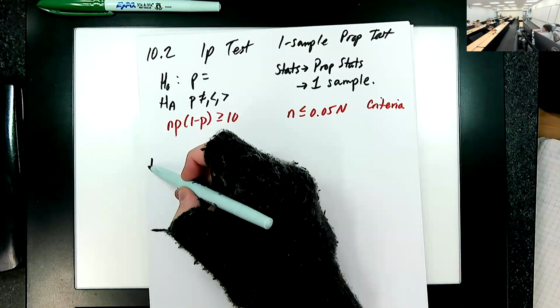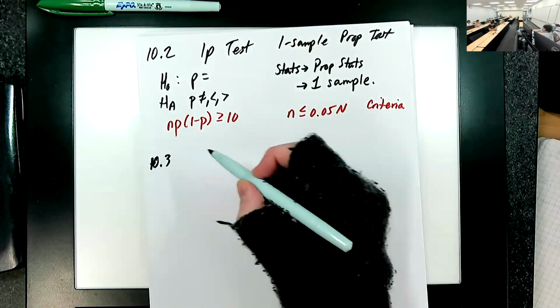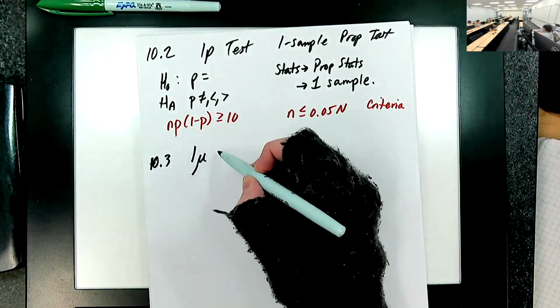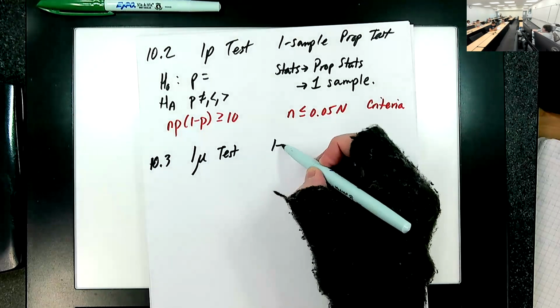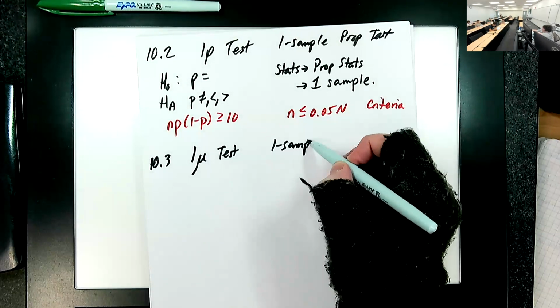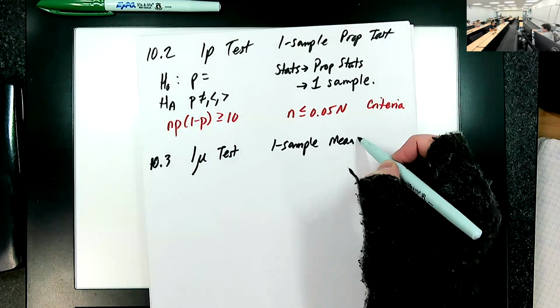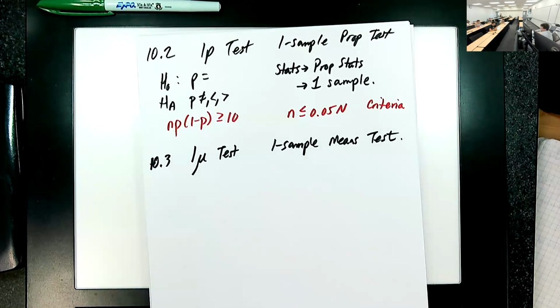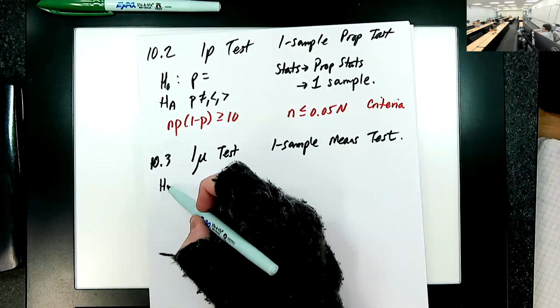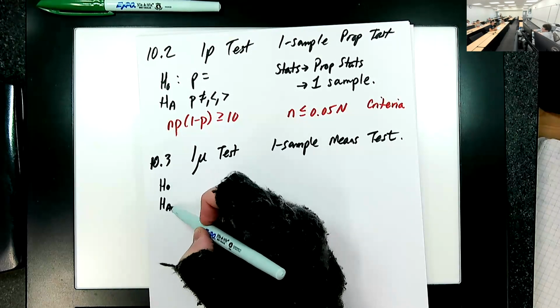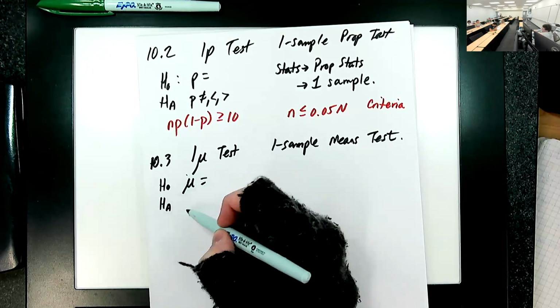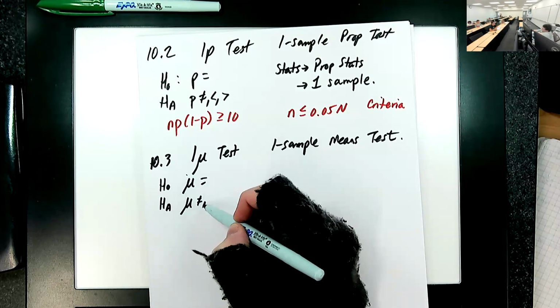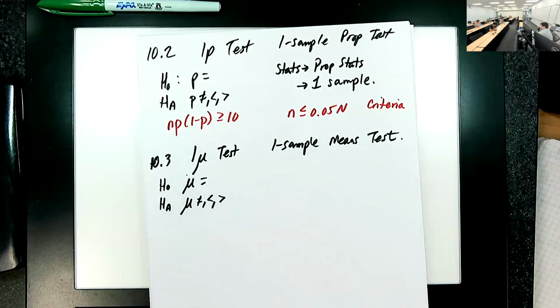10.3, where we start today, is our one mu test, our one sample mean test. H naught and HA are mu equals, and mu doesn't equal, is less than or greater than.